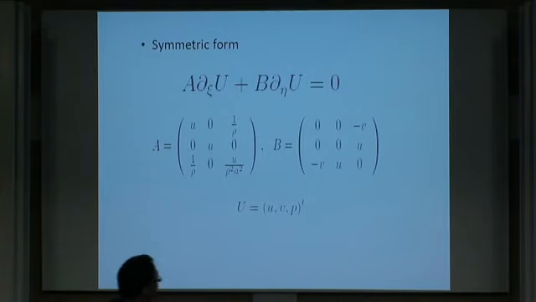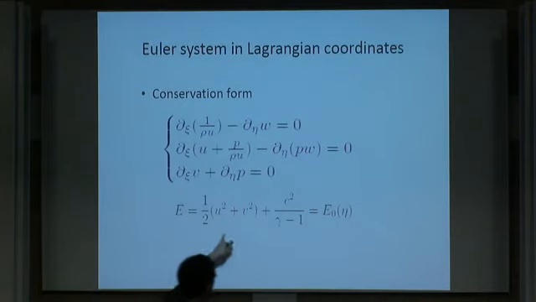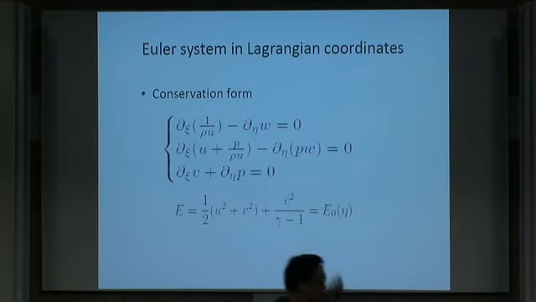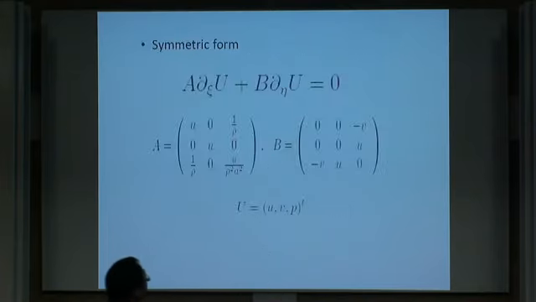If U, V, and P are given, we can solve for the density from this, because E equals, recall the definition of c squared, it is P over rho. So if we know U, V, and P, we can solve rho from the Bernoulli law. This is a symmetric form.